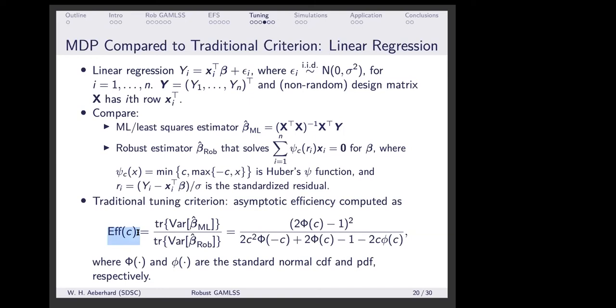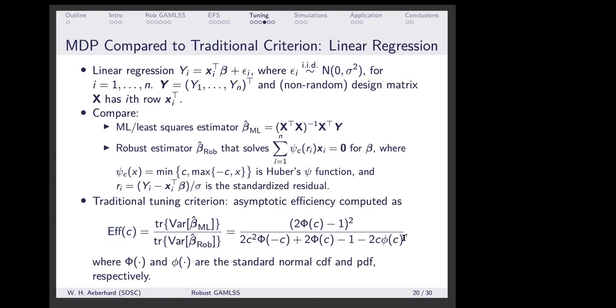So under this simpler setting, the efficiency of the robust estimator with respect to the maximum likelihood estimator can be computed explicitly. It's this ratio of traces here, and you have the formula down there. It only involves the tuning constant C and the standard normal CDF and PDF, really. That's all there is. So you can evaluate this right away. The MDP, well, it's simulation based.